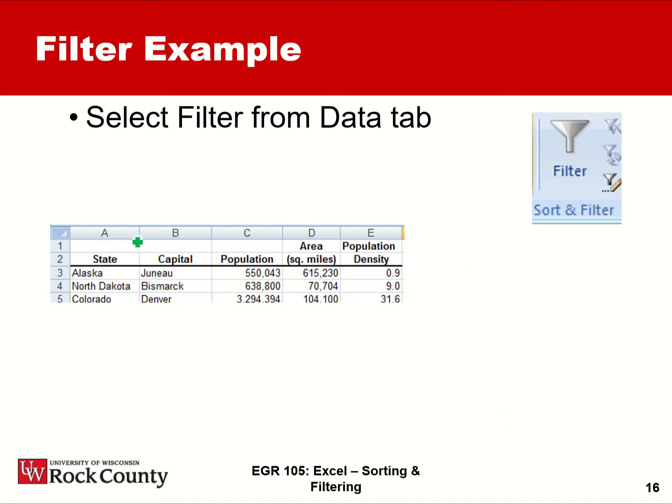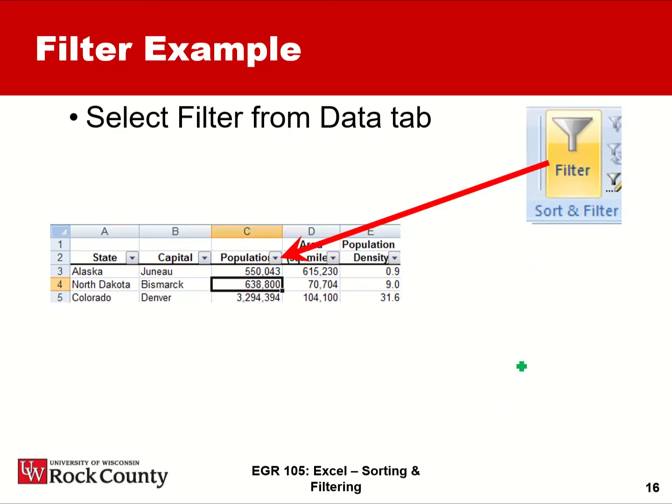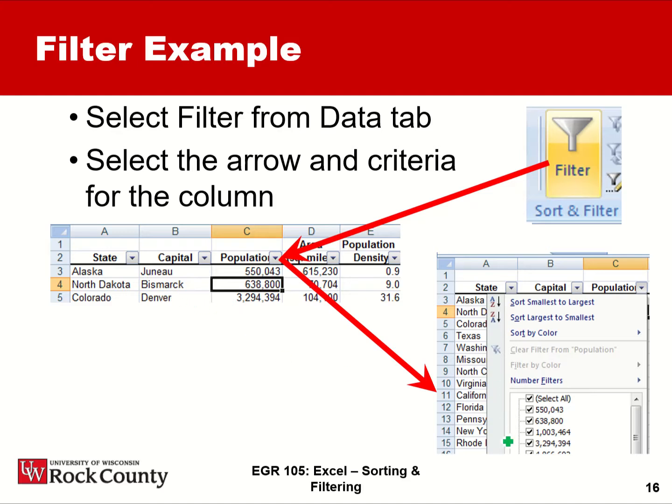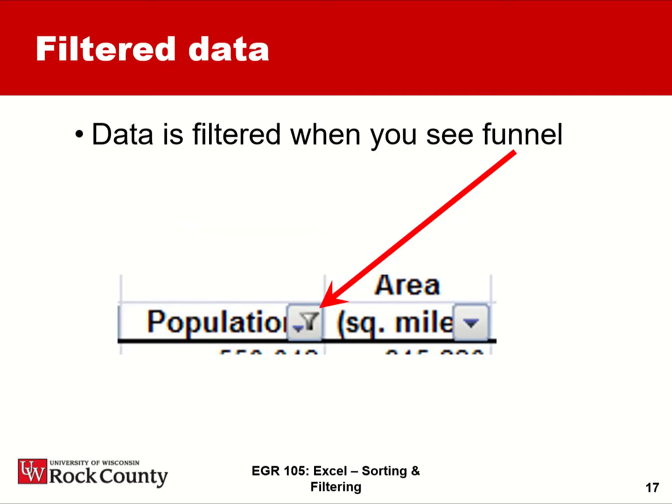What we can do is select our filter from the tab, and you'll see as soon as we do that, these little arrows show up, which allows us to select some filter criteria based on any one of those columns. So select the arrow and the criteria from the column. So I can select that arrow, and I am going to specify some number filter, right? And you will see once I do that, this little funnel shows up here, right? Now this arrow is still here, but this is what has been filtered based on that data there. Okay, so let's look at an example.